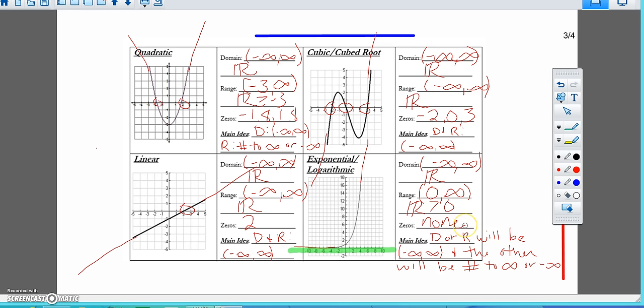So the main idea is that for the domain or range, one of the two will be negative infinity to infinity. In this case, it was domain. And the other will be a number to infinity or negative infinity.